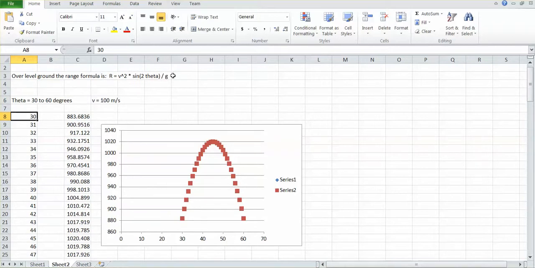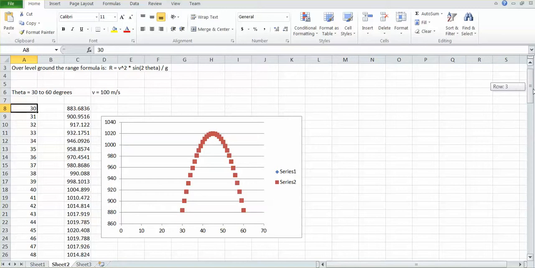You can put in another formula. Say there's a more complicated formula for range over non-level ground. There's a whole other term that follows all this. And then you could see which theta is going to give you the maximum range. Okay, so if we take a look at this, I could plot theta from 30 to 60 degrees here.